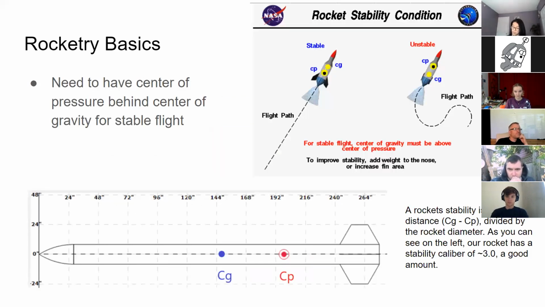And the second rocketry basic that you need to know in order to do any rocketry engineering is that you need to have your center of pressure behind your center of gravity. Your center of pressure is kind of like where all the aerodynamic forces converge. And so if you have your center of pressure behind your center of gravity, the rocket will just tend to orient such that its direction of motion is when those two are aligned. And so if you start your rocket vertical, then it will tend to stay vertical because that's the direction that it's already going.